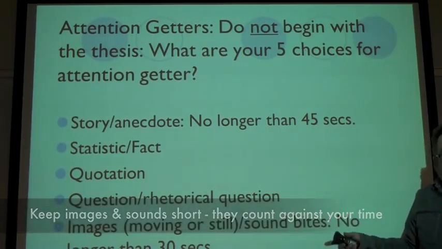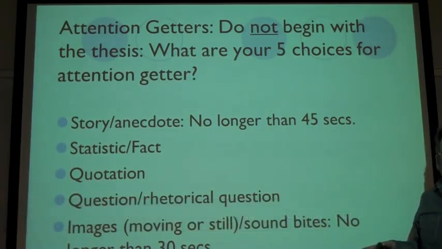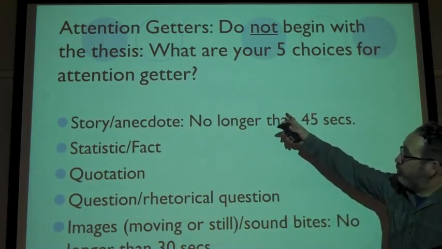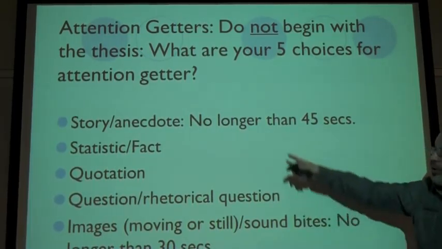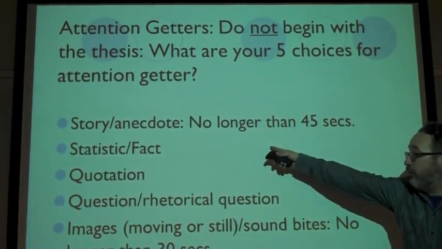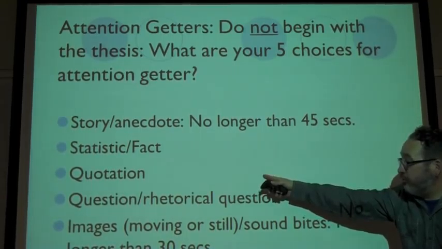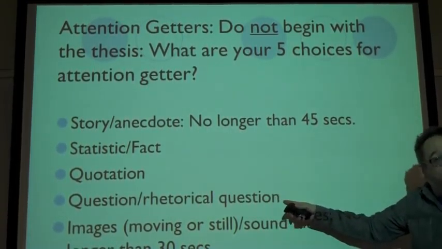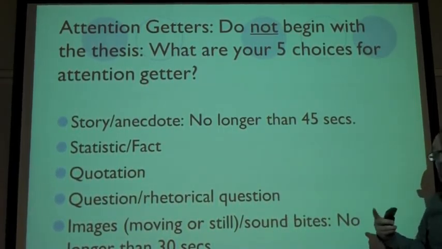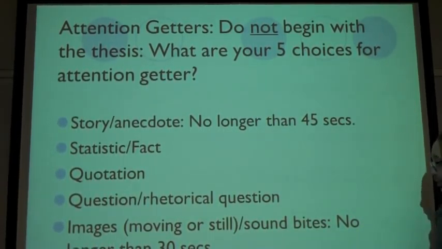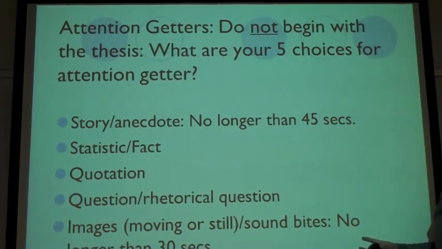So if you give me 3-minute songs, that means 3 minutes of your speech is over. So remember, 5 choices. You can do a story or an anecdote, no longer than 45 seconds. A statistic or fact. You can do a quotation, a question, or a rhetorical question. You can do images like a picture. They could be moving. They can be sound clips, but again, no longer than about 30 seconds.